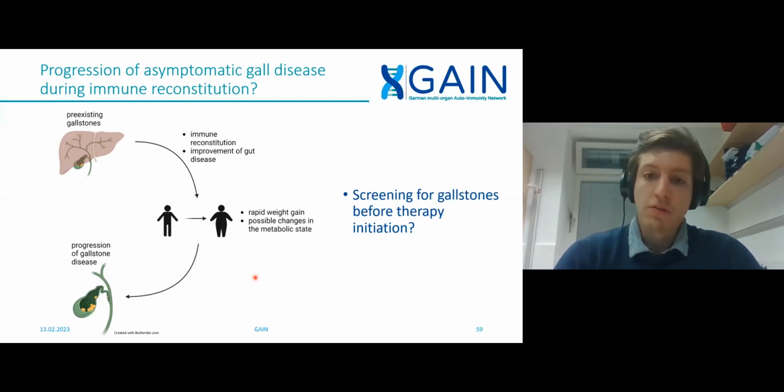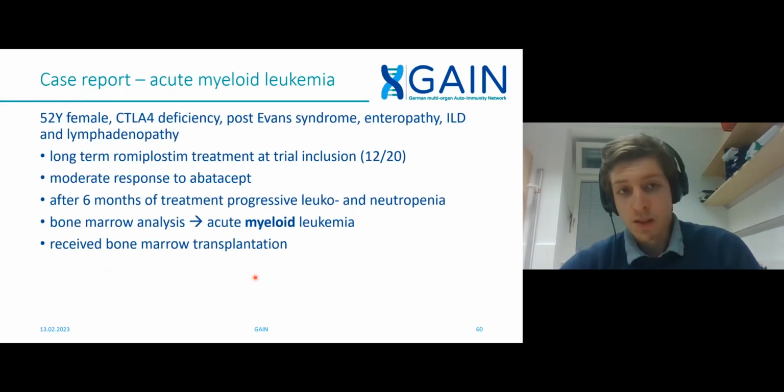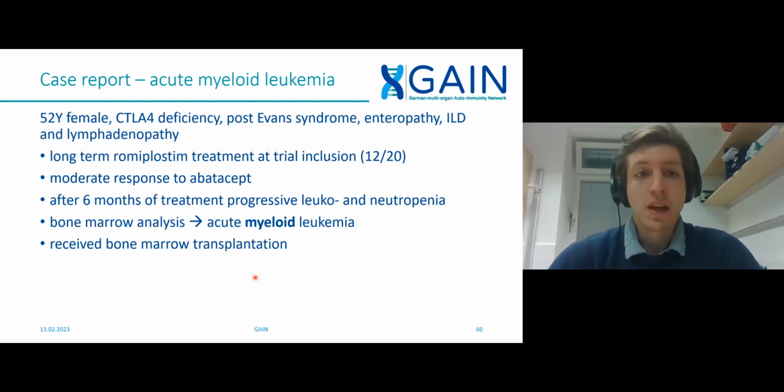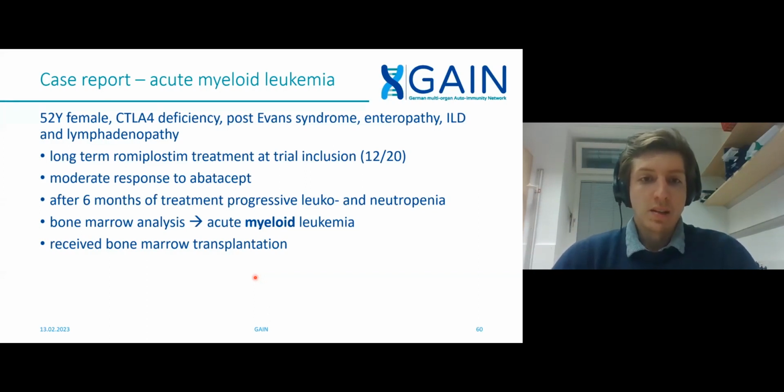And the screening of gallstones might be something that one could think of before initiating abatacept therapy in patients with gut disease. And the last case was another case where we had to stop treatment prematurely, in a 52-year-old female patient with CTLA4 disease and Evans syndrome in the past, and enteropathy and interstitial lung disease. Because of the Evans syndrome, she was on long-term treatment with romiplostim.